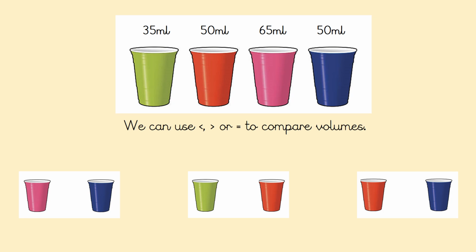And underneath, some cups have been paired up to be compared. So let's start with the pink and blue comparison. The pink cup has 65 millilitres and the blue cup has 50 millilitres. So do you think we should use the less than symbol to say the pink cup has less than the blue cup? Should we use the greater than symbol to say the pink cup has more than the blue cup? Or should we use the equal to symbol to say that the pink cup has the same amount as the blue cup?